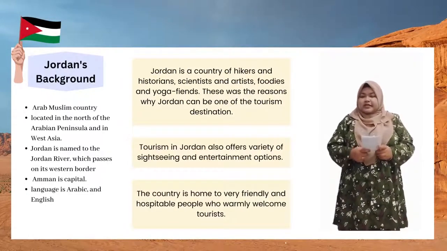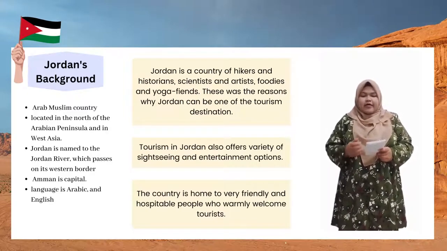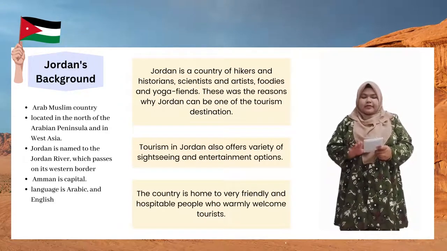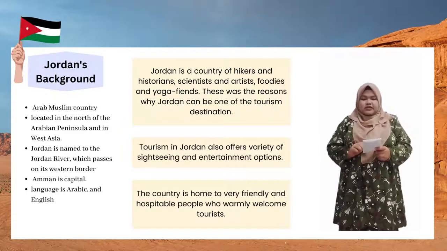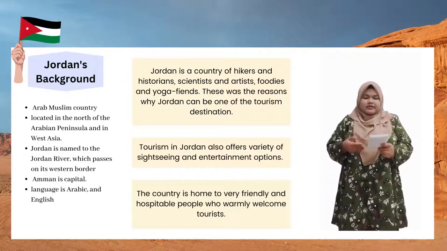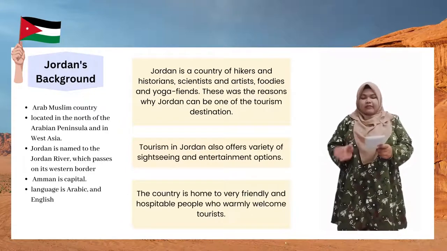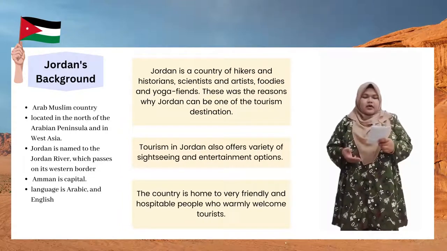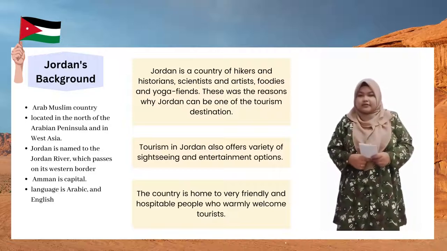Okay, now let me share some information about Jordan's background. Jordan is an Arab Muslim country that located in the north of the Arabian Peninsula and in West Asia. For your information, Jordan is named to the Jordan River, which passes on its western border, and Amman is the capital. The official language in Jordan is Arabic, and English is the first foreign language in that country.